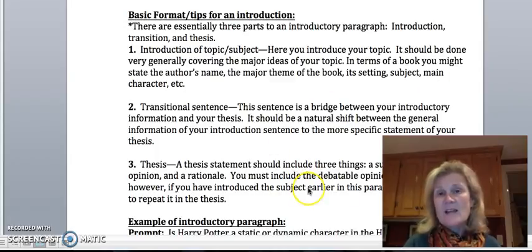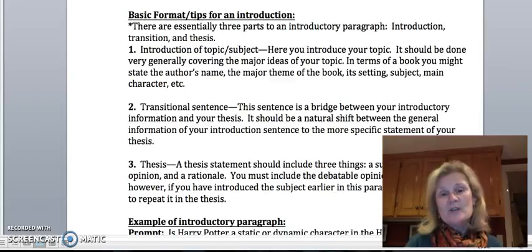And then the last part of my introduction is always going to be my thesis statement. And I need to make sure that my thesis statement, as we've already gone over, includes a subject, a debatable opinion, and a rationale.